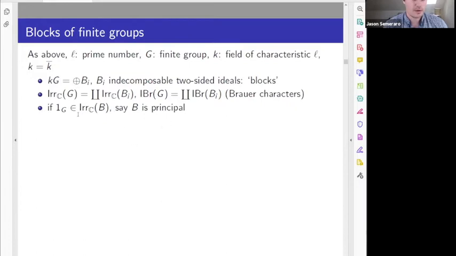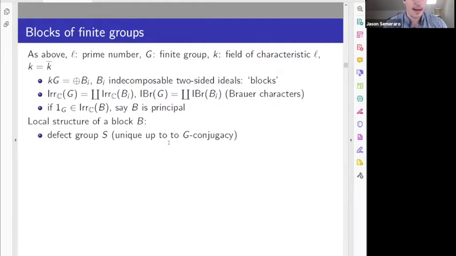Okay, and as Rada said, if you have the identity in your set of irreducible characters, then we say the block is principal, and there's obviously one block with that property. And there's this whole load of local structure attached to a block. So if you have a block B, then one can attach to it a defect group, which is a unique ℓ-subgroup of G, attached to B, unique up to G-conjugacy. And also, importantly, a saturated fusion system on S, which is unique up to isomorphism.